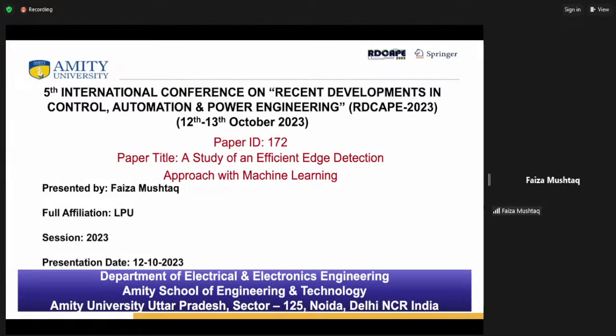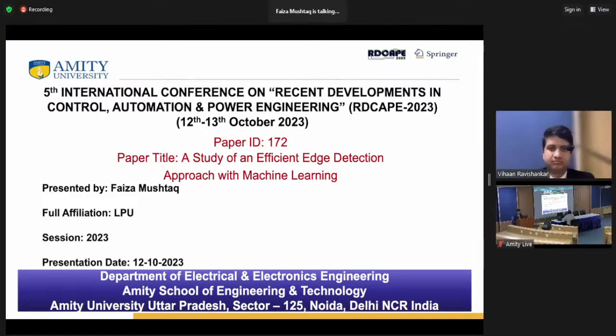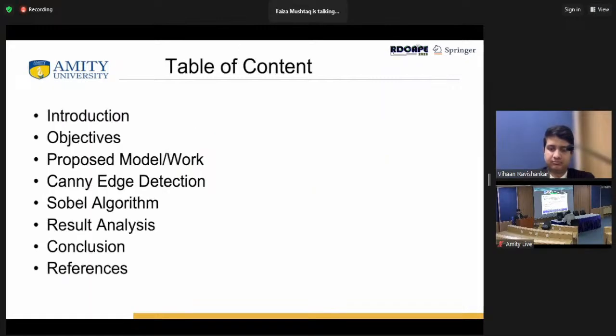Good afternoon, everyone. My title is A Study of an Efficient Edge Detection Approach with Machine Learning. These are the table of contents.